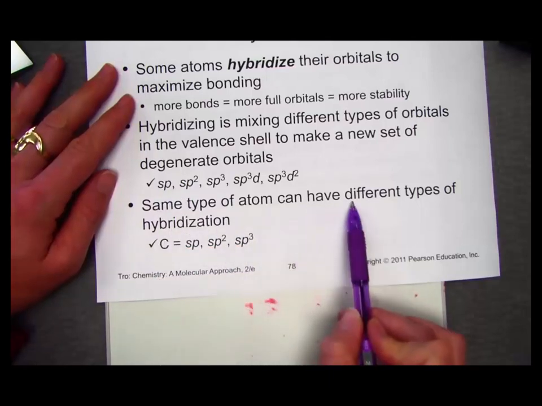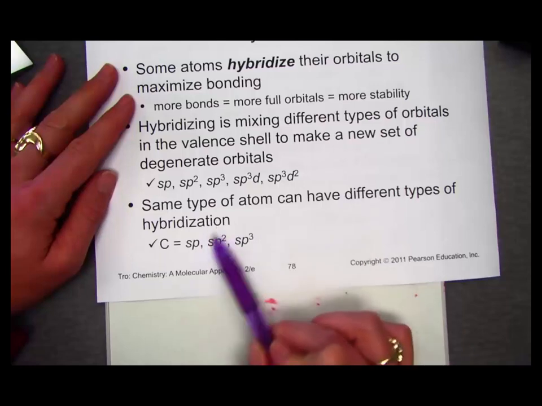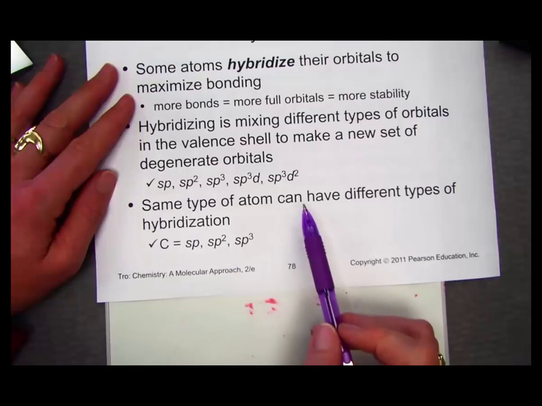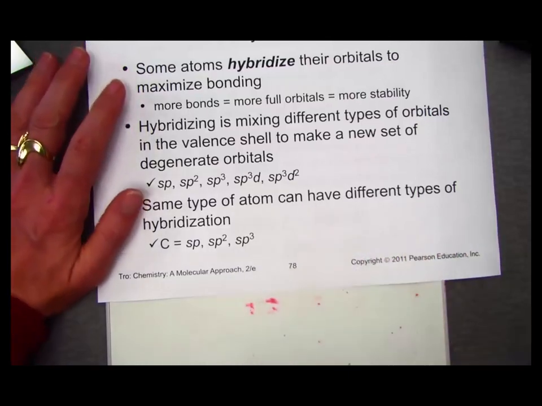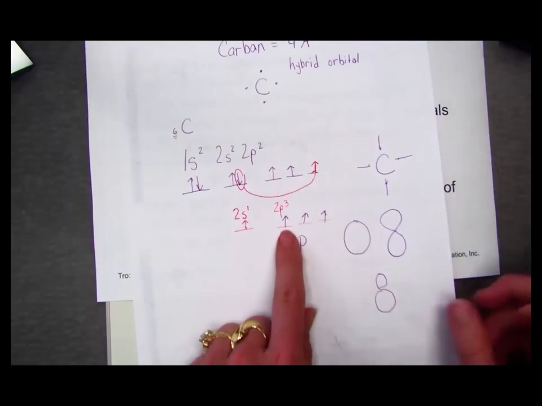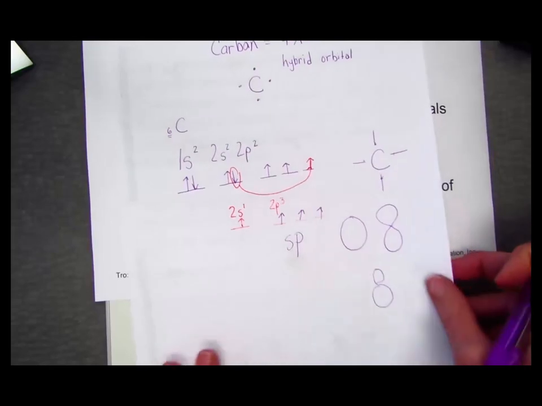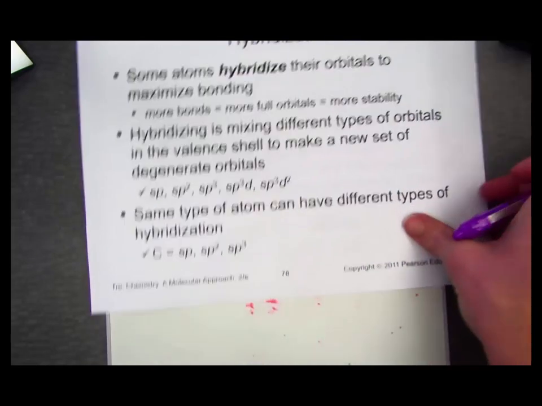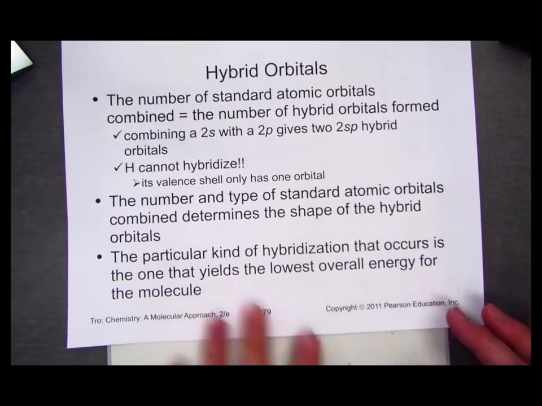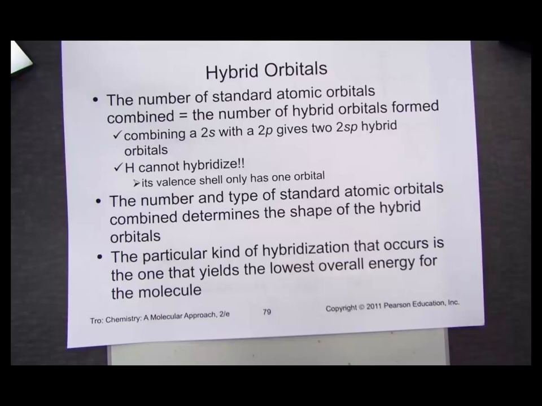So the same type of atom can have many different types of hybridization. Carbon: sp, sp2, or sp3 hybridization. Each one of those can be hybridized. So for hybrid orbitals, the number of standard atomic orbitals combined equals the number of hybrid orbitals formed. So combining a 2s with a 2p gives 2 sp hybrid orbitals.